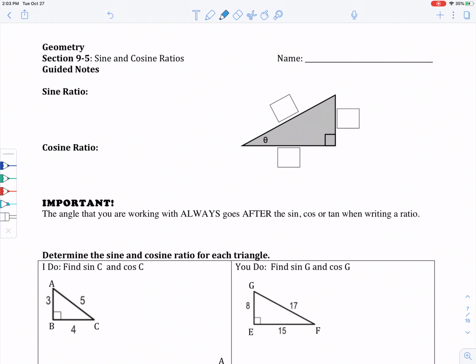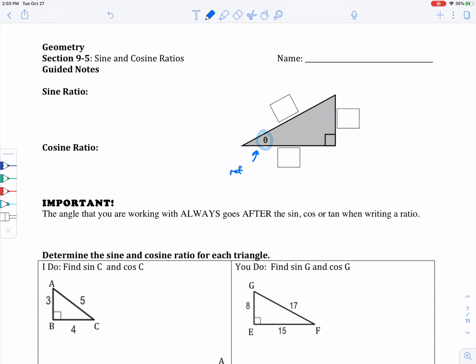Now that we talked about tangent ratios, we're going to go over the last two that we're going to cover in geometry, which is sine and cosine ratios. So we're going to review again how we label opposite and adjacent and hypotenuse. So we're again always referencing an angle.